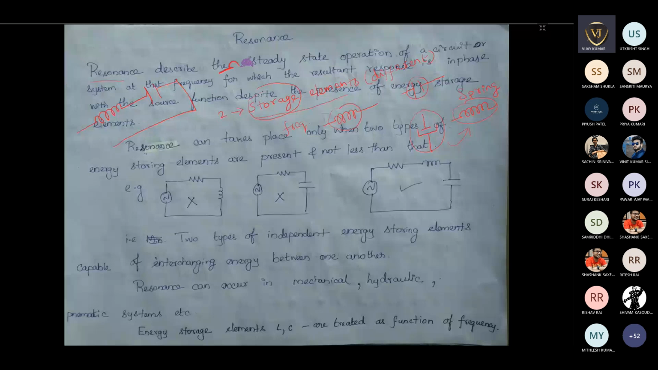Whereas if you are having two energy storage elements, let's say this is an energy storage element, then you are having another energy storage element like this. Here two storage elements are there. This is one inductor, this is another inductor. So here you are having two energy storage, but here resonance will not occur.